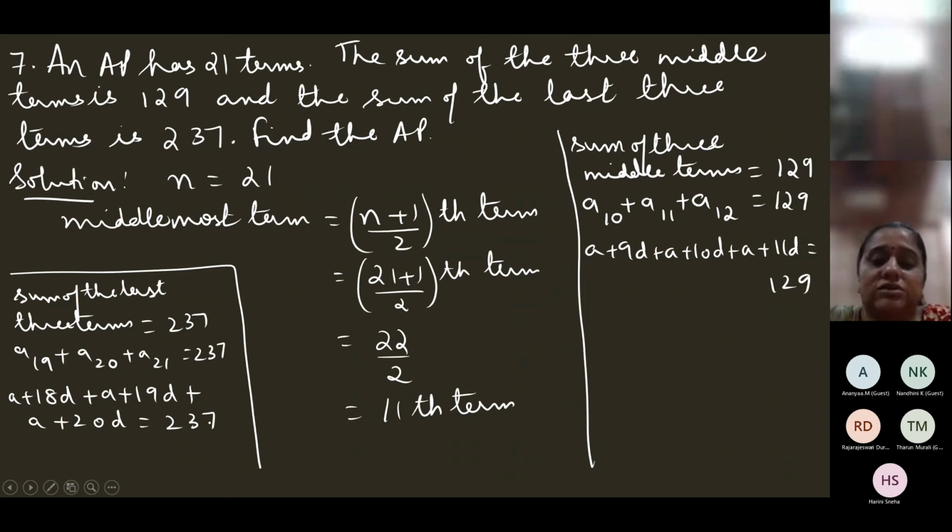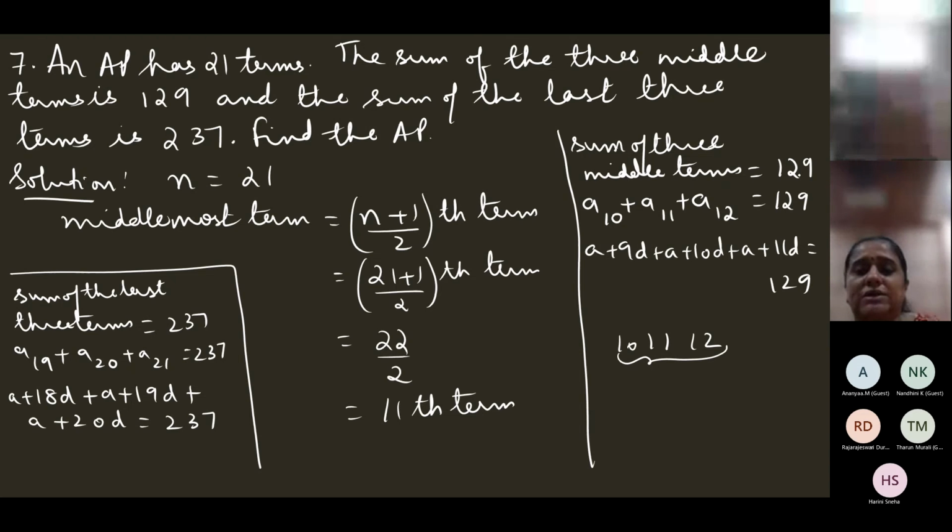All right, children. Since n is 21, the number of terms in the AP is odd, so there'll be only one term in the middle. That middlemost term will be the (n plus 1) by 2th term, so 21 plus 1 by 2, 22 by 2, which is the 11th term. The three middle terms will be one to the left and right of the 11th term, so the 10th, 11th and 12th terms.